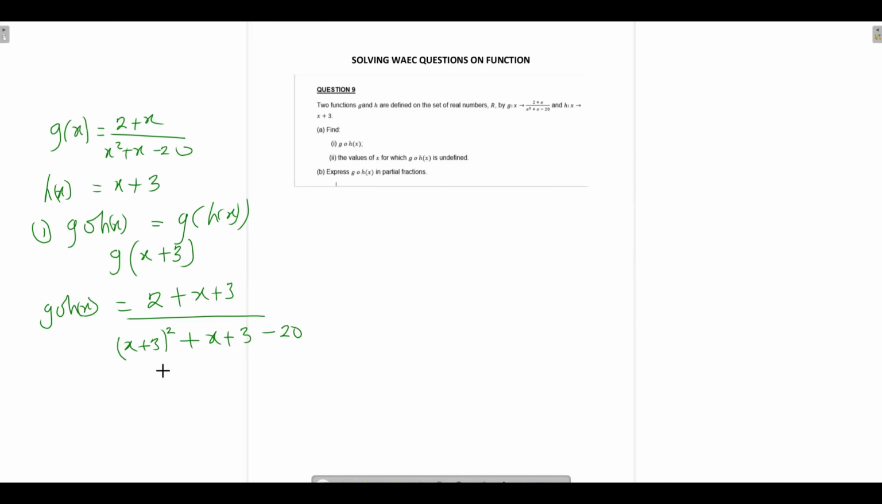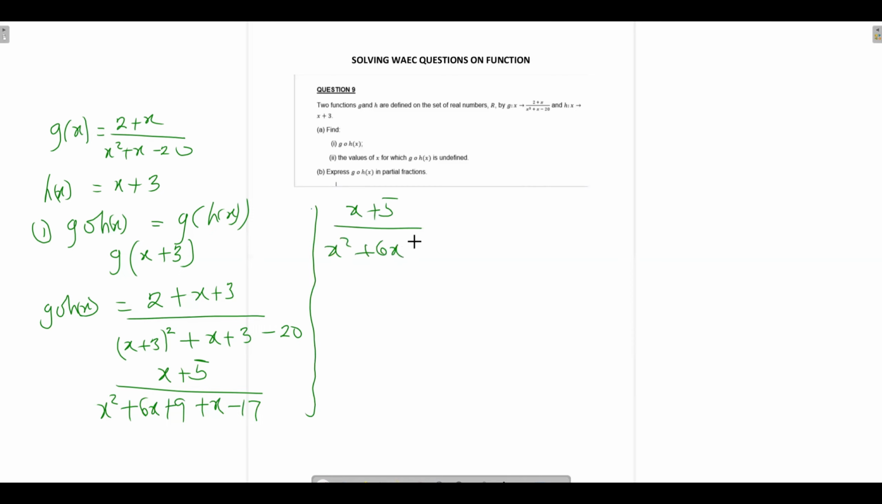If we simplify this further, this becomes x plus 5 at the numerator, over, if we expand it, x squared plus 6x plus 9 plus x plus 3 minus 20, that will give us minus 17. So we have x plus 5 divided by x squared plus 6x plus x, so plus 9 minus 17, that will be minus 8. So we have x plus 5 over x squared plus 7x minus 8. So that will be the function.